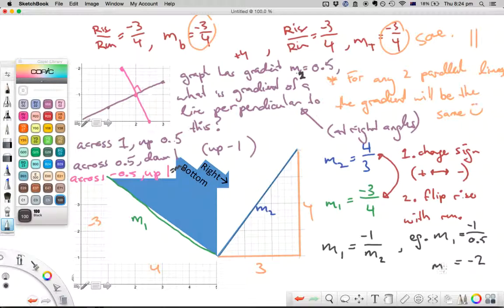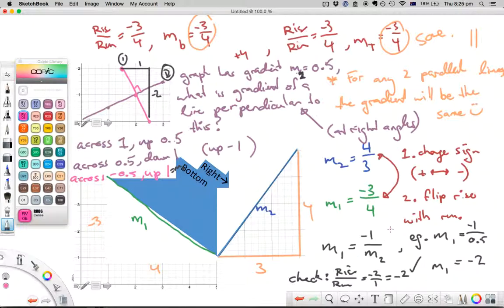And we find out, does that make sense for this M1? Well, if we go across 1, we go down 2. Negative 2. So check the rise over the run equals negative 2 over 1. Rise over the run equals negative 2.